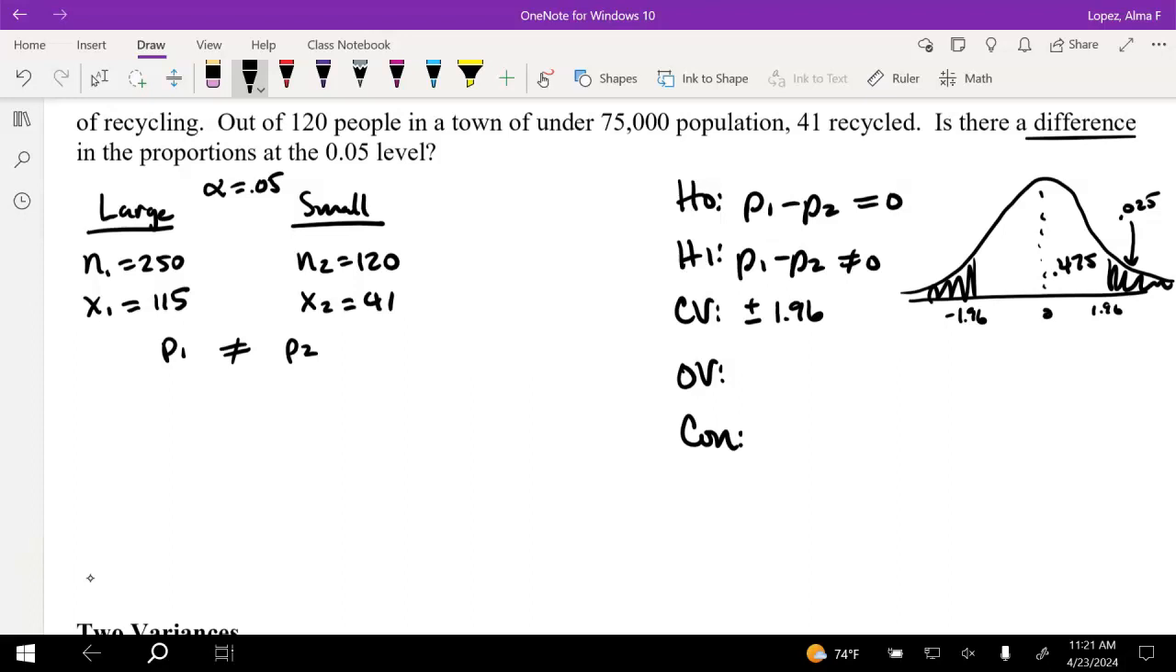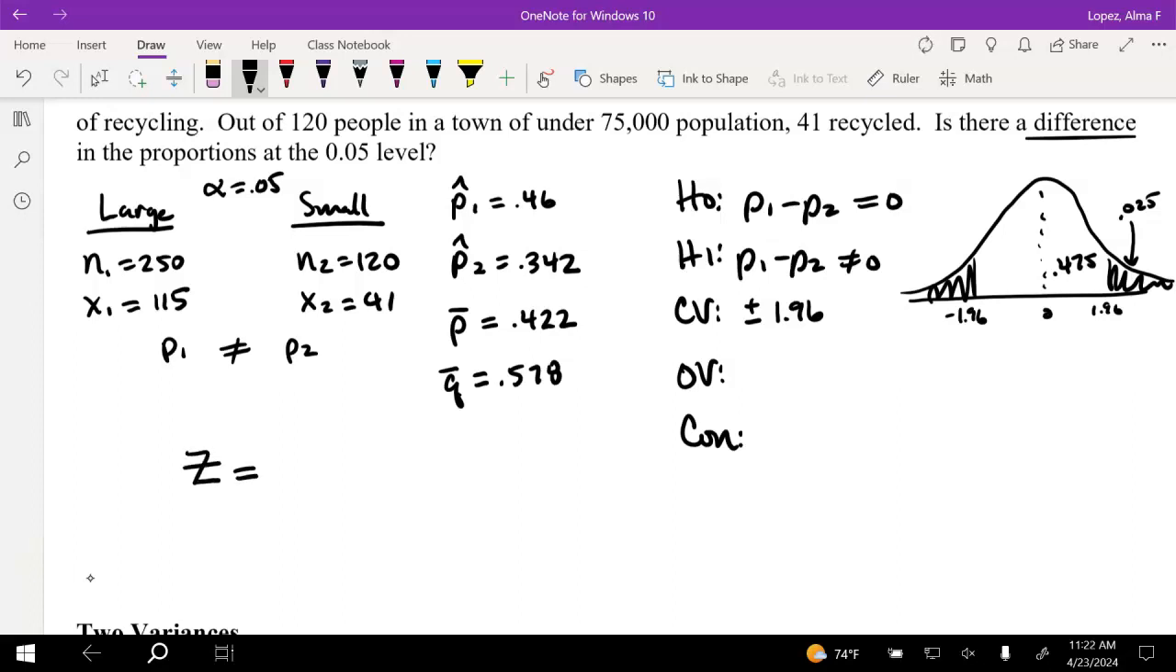For the obtained value, I've got to do some calculations. I did them ahead of time because I don't have a lot of room. P hat 1 is equal to 0.46. P hat 2 is equal to 0.342. P bar, when I plugged into that formula, was 0.422. And because I know that P bar and Q bar equal 1, that gives me 0.578 as my Q bar. So let's plug into our formula for our obtained value.